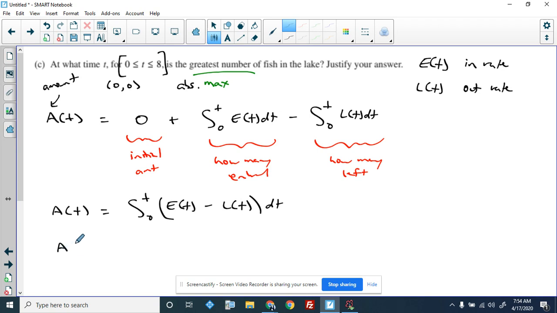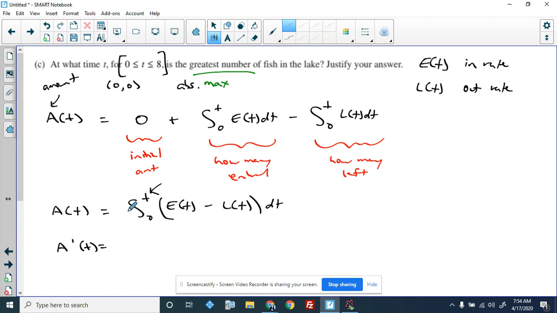So what would the derivative here be? What would A prime of t be? Well, it'd be the derivative of this integral. Now, this is kind of poor of me to not have changed this variable t to a dummy variable, since this is what makes it a function of t, not this. I should have probably written E of x minus L of x dx. I didn't. Oh, well, what are you going to do?